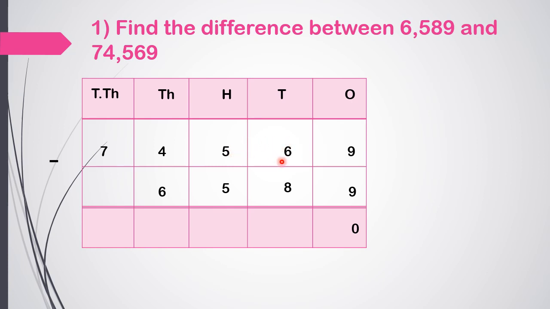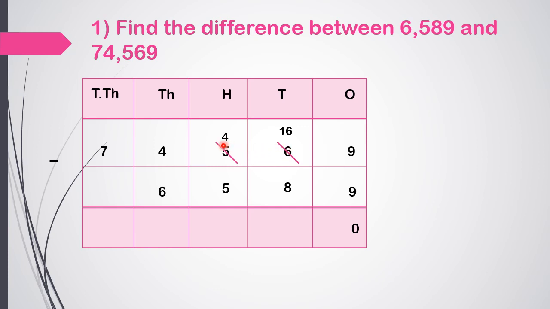What is the previous number here? 5. So now we are going to borrow 1 from the previous number. Okay. So here 5, now we are going to give 1 to 6. So here 5 becomes 4 because 5 gave 1 to that 6. Whenever we borrow a number from the previous number, we will get 10. So 10 plus 6, 16.